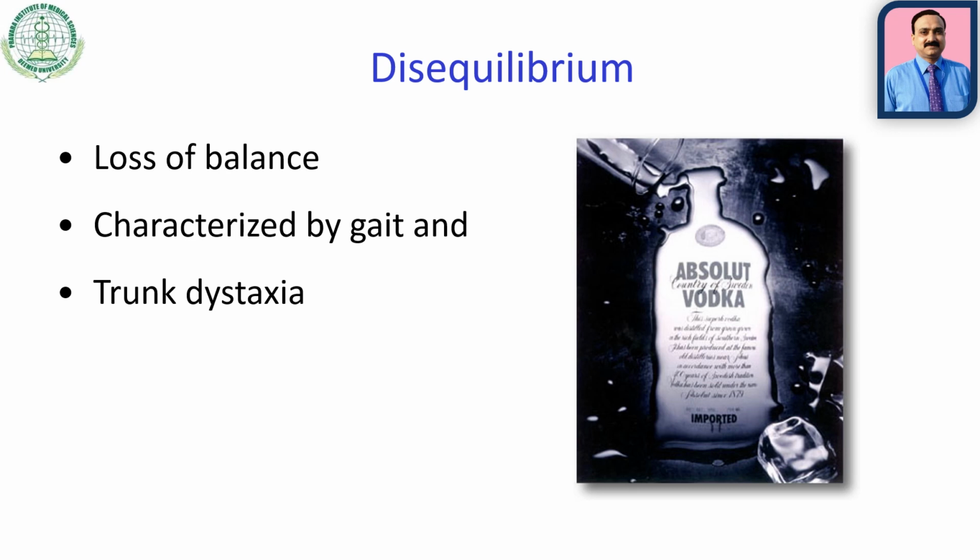Second important feature is disequilibrium. What do you mean by disequilibrium? There is loss of balance characterized by gait and trunk dystaxia. Usually you can see it due to alcohol abuse or after alcohol is taken. What are the signs and symptoms? If you see, there is a loss of balance and there is gait and trunk dystaxia. This is called disequilibrium.